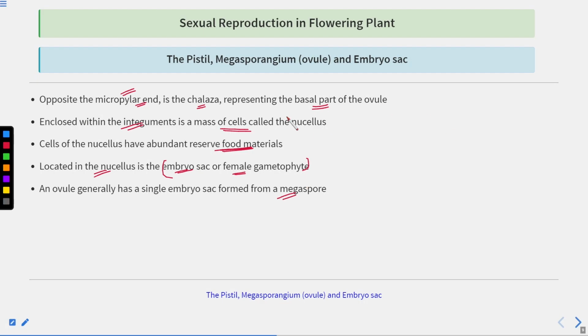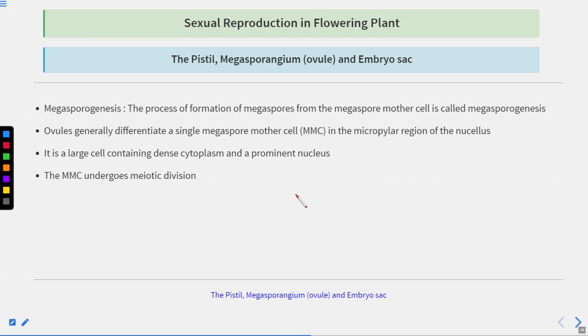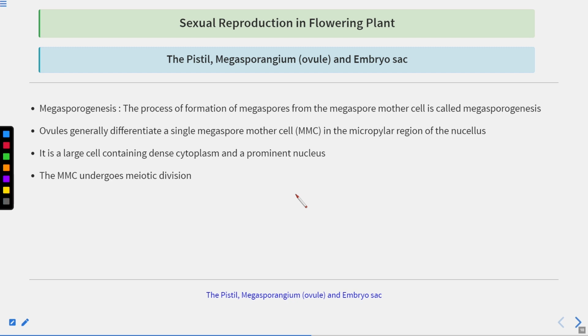Clear? Now, an ovule generally has a single embryo sac formed from a megaspore. We'll study megasporogenesis in the upcoming slide. So you have to remember that the embryo sac is present within the nucellus, and the nucellus is present within the ovule. An ovule generally consists of a single embryo sac formed from a megaspore. Now let's talk about megasporogenesis.